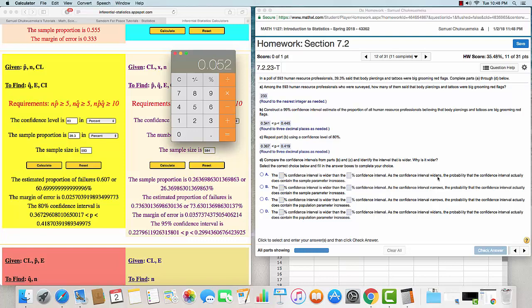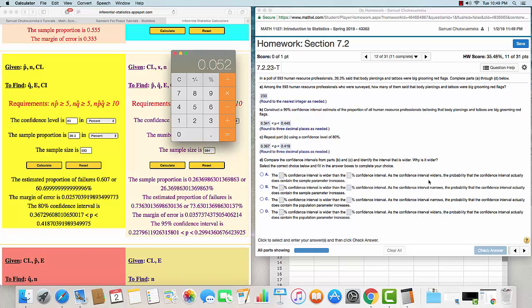So if you look at these options, the 99% confidence level is wider than the 80% confidence level. Okay, as the confidence interval widens, the probability that the confidence interval actually does contain the sample parameter increases. No.